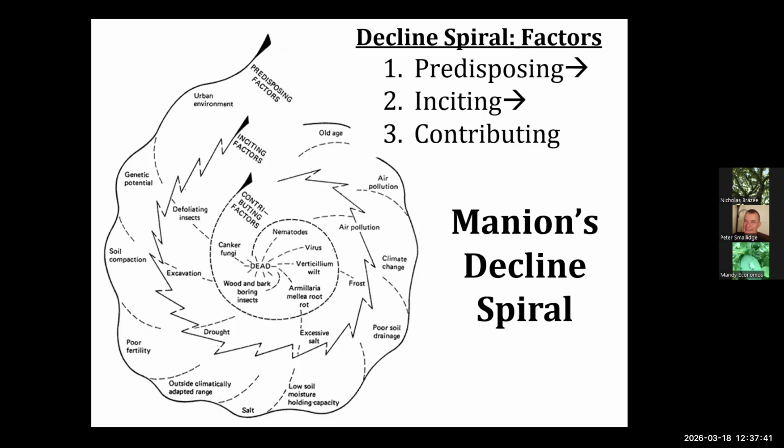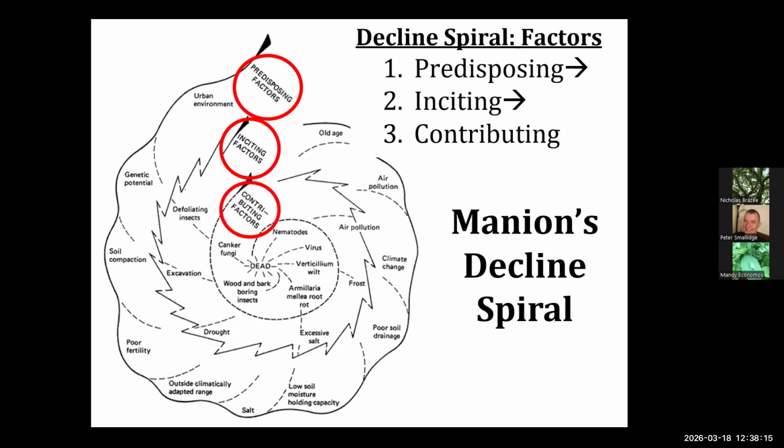And so in the outer ring of the decline spiral here, we have our predisposing factors. These are usually abiotic stresses, things like poor fertility, poor soil drainage, climate change, air pollution. So these take an otherwise healthy tree and just kind of weaken it. Next, we have our inciting factors. So these are things that really initiate the decline, like spongy moth defoliation or a really serious drought or some significant levels of air pollution. So they're usually not enough to kill the tree by itself, but they really initiate the decline.